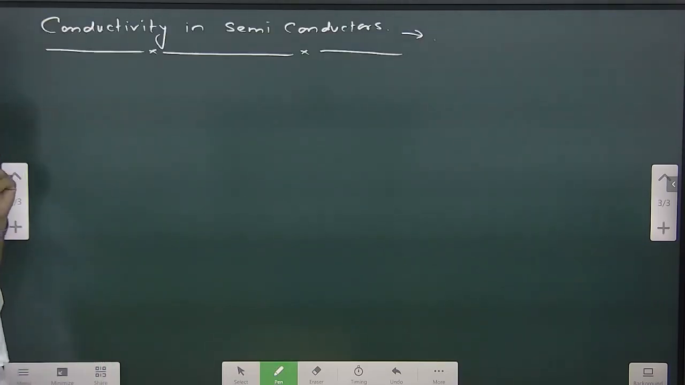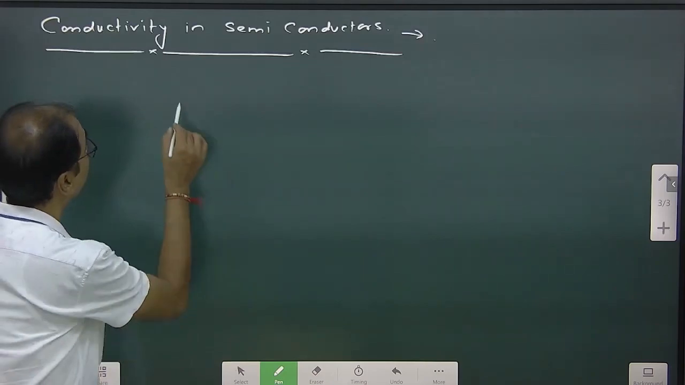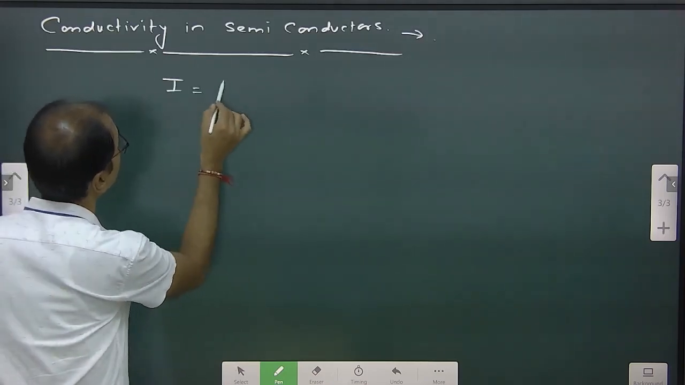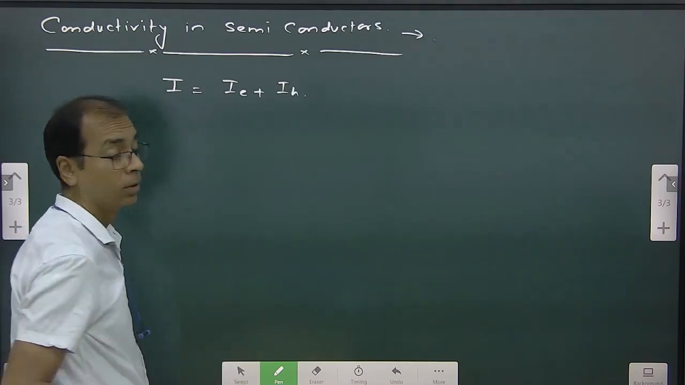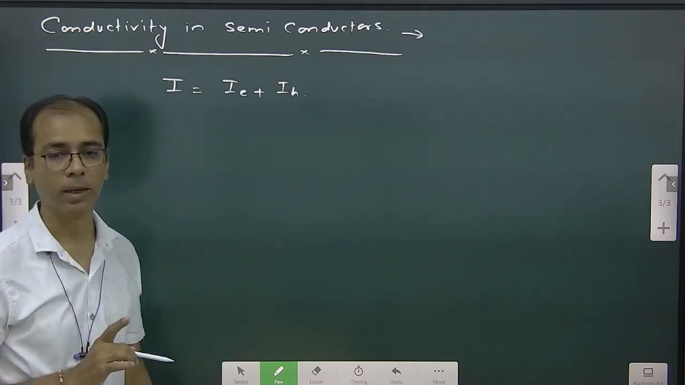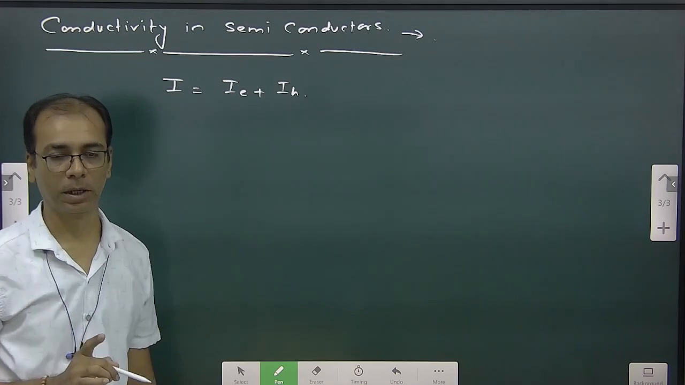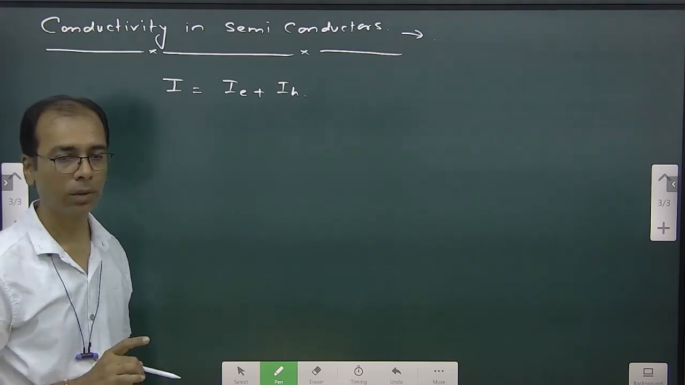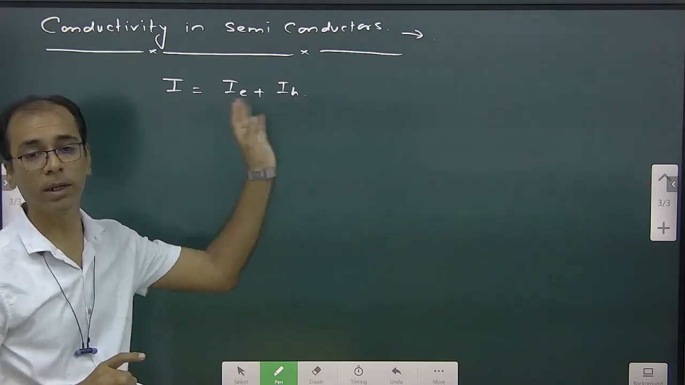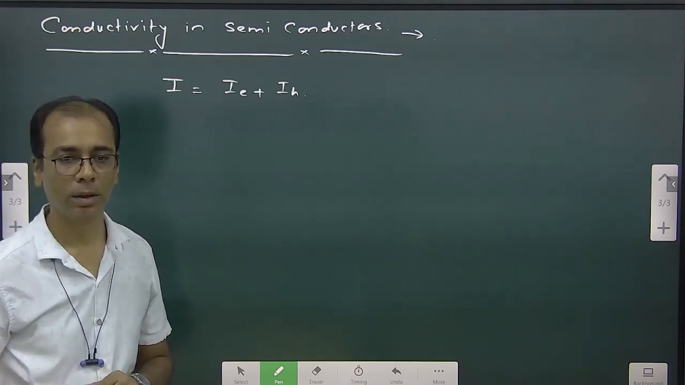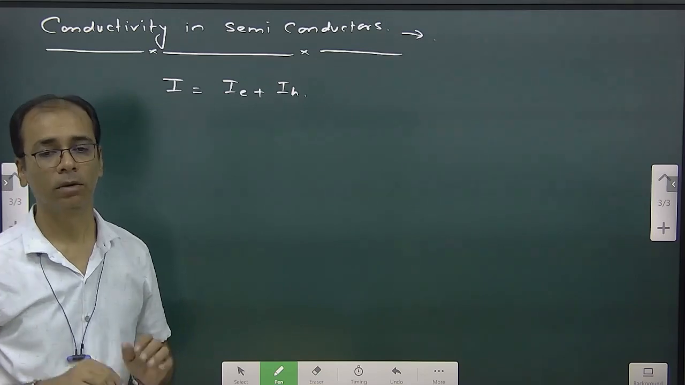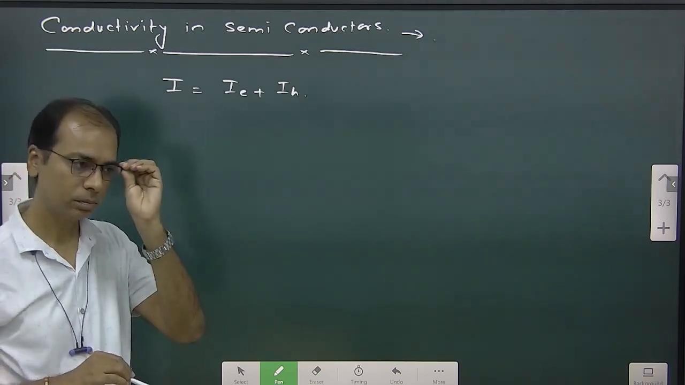Right. So, conduction in semiconductors. We all know the total current is because of current due to electrons as well as current due to holes. Where are holes moving? Valence band. Where are electrons moving? Conduction band. But what we want basically here is conductivity.